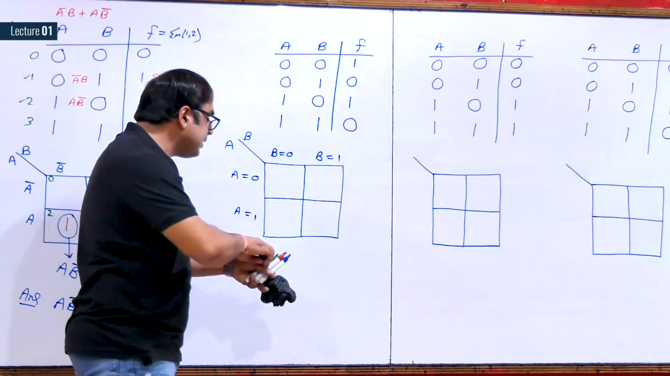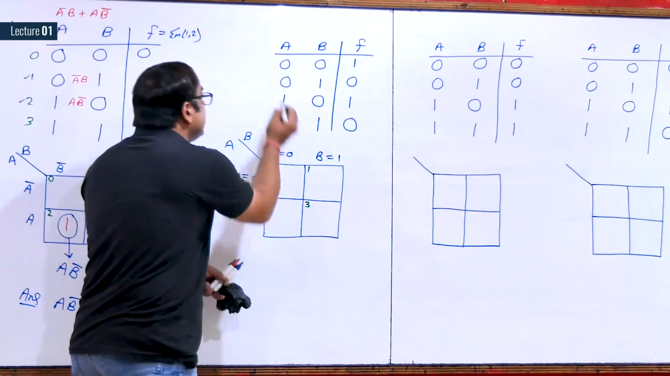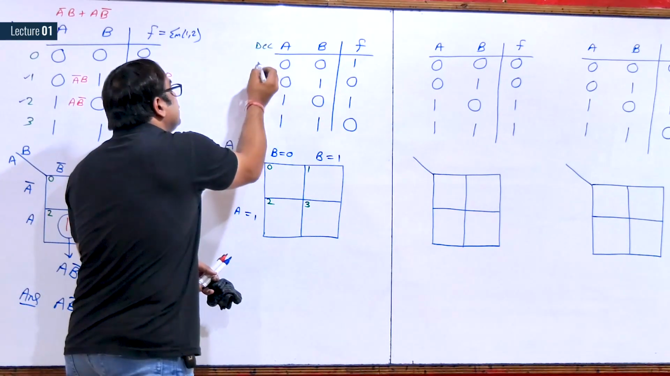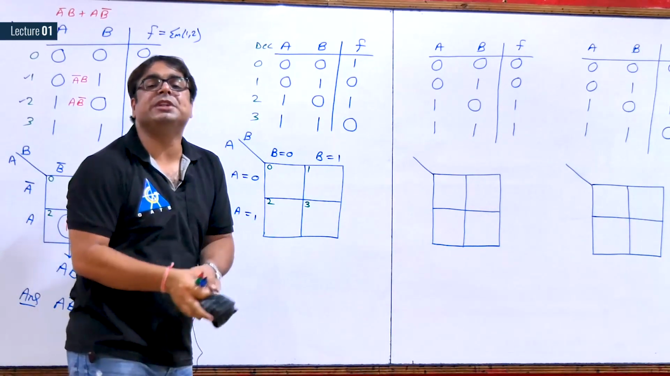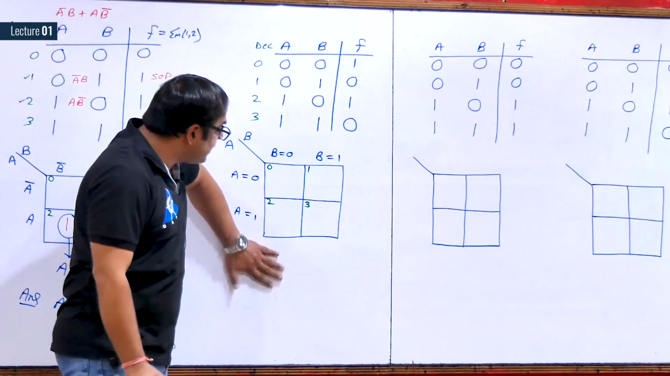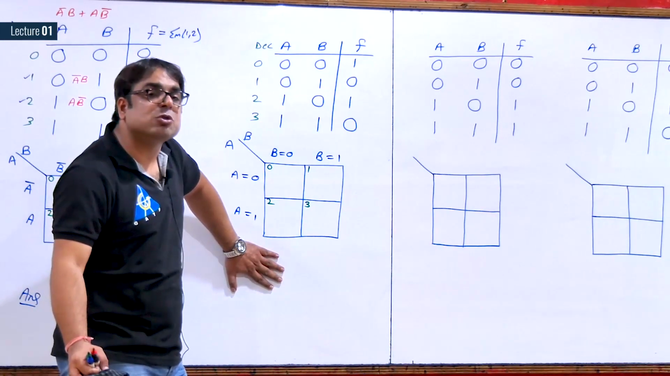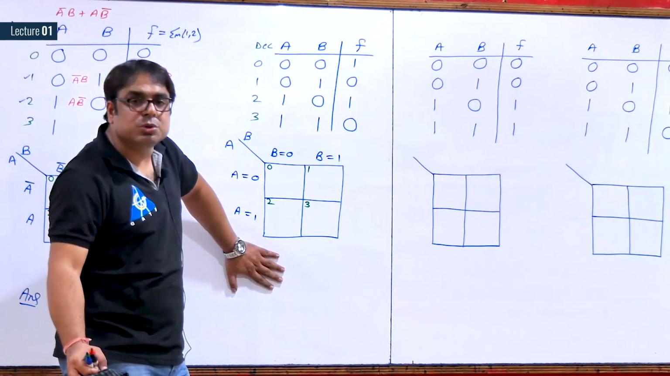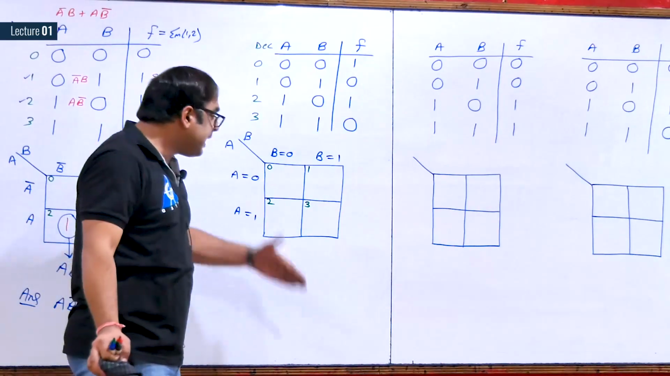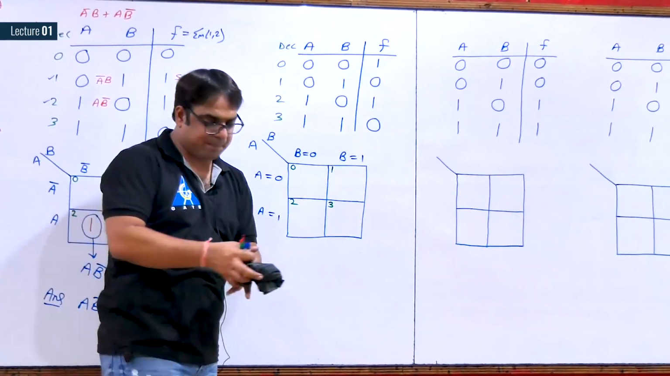What else is common? Cell numbers 0, 1, 2, 3. They represent the decimal combinations of A and B. Up to this point, there is no change in the K-map whether you go for SOP or POS. Please see now. What changes will occur if I shift to POS?